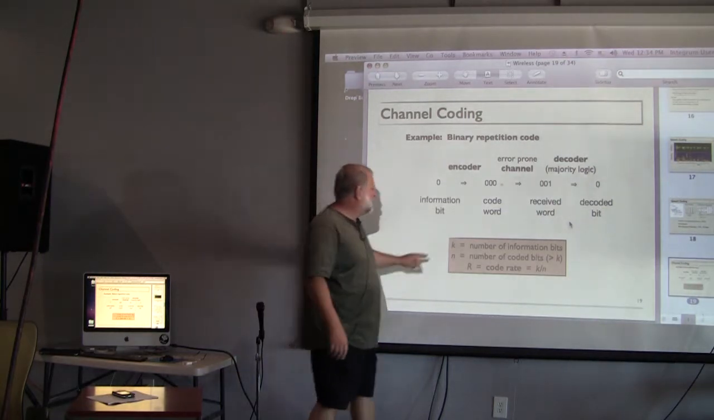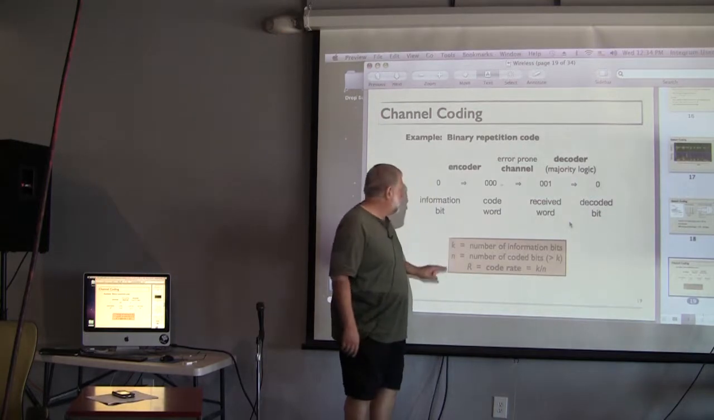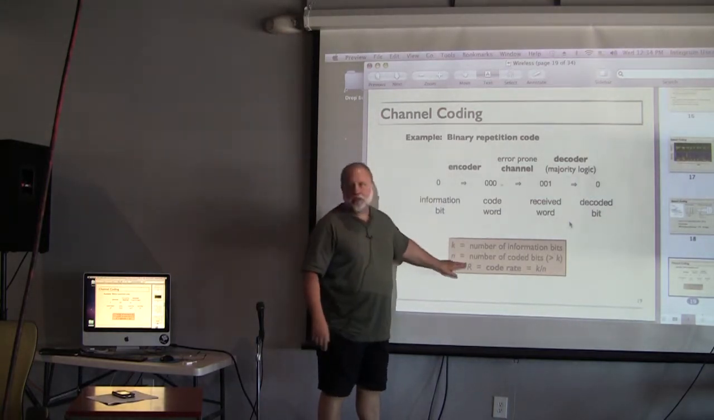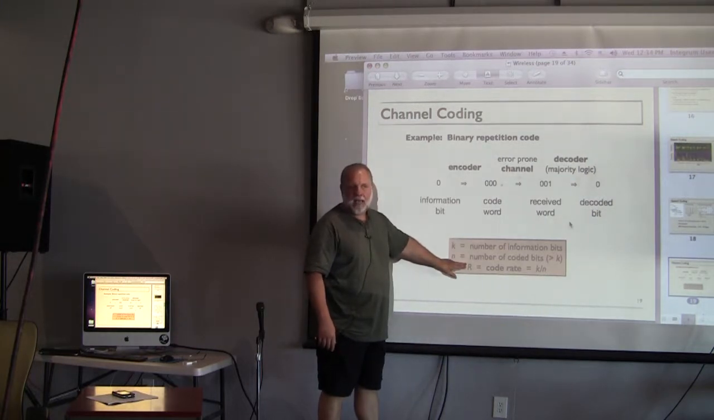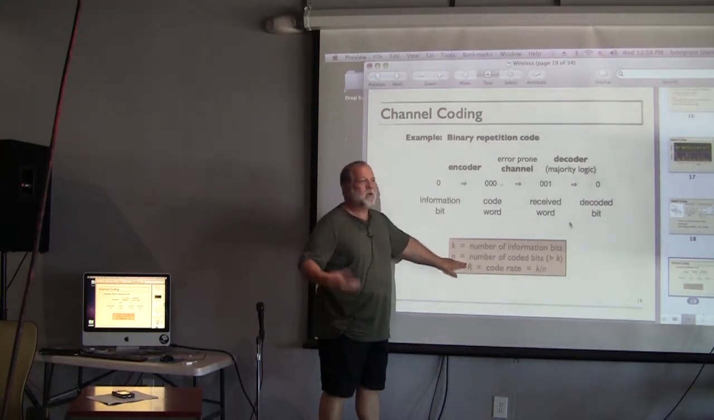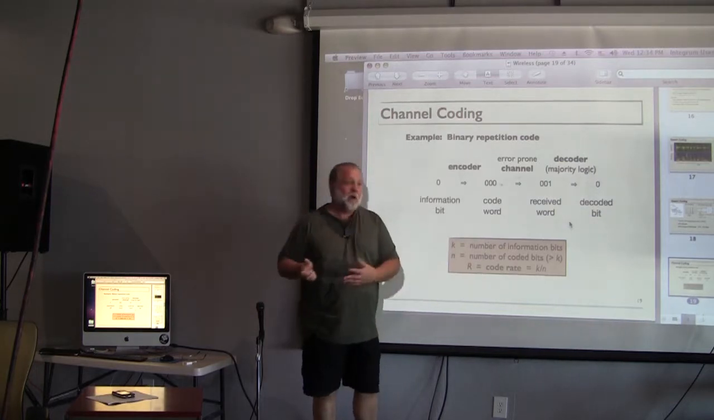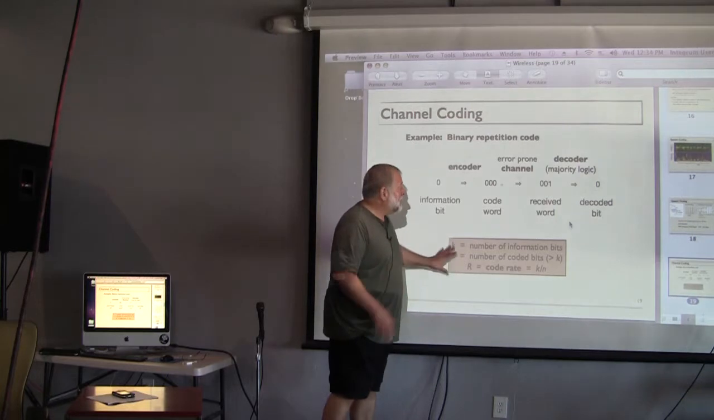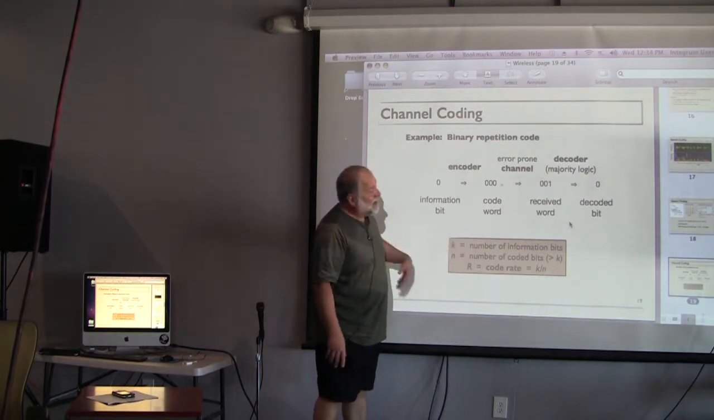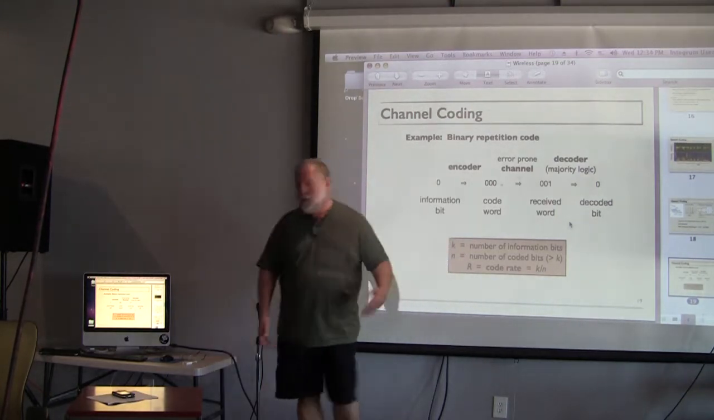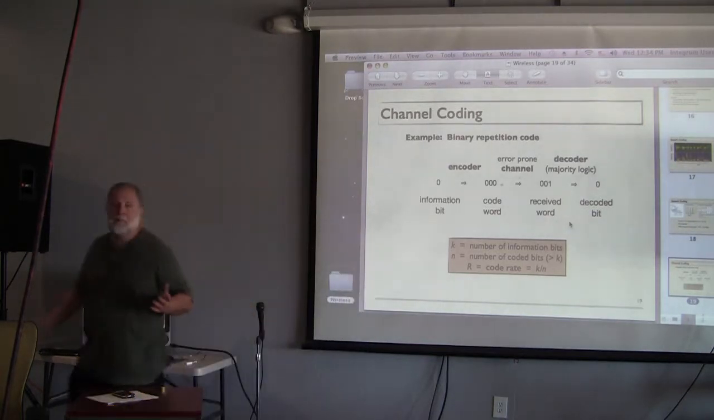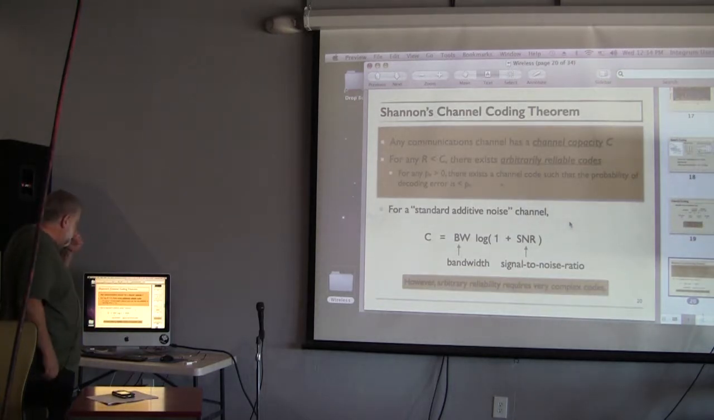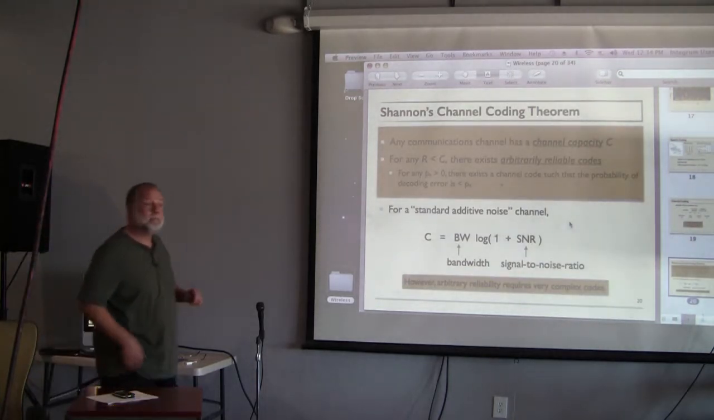But the problem is every time you do that, K is 1, and N is going 3, 5, 7. So every time I do it, I'm reducing the rate of the code, and so it gets more and more expensive. And the rate of the code is obviously going to limit the overall transmission rate you get. But nonetheless, you can see the principle is that if I let the rate go to 0, I ought to be able to get rid of the errors altogether, which is true. But Shannon proved something much stronger.